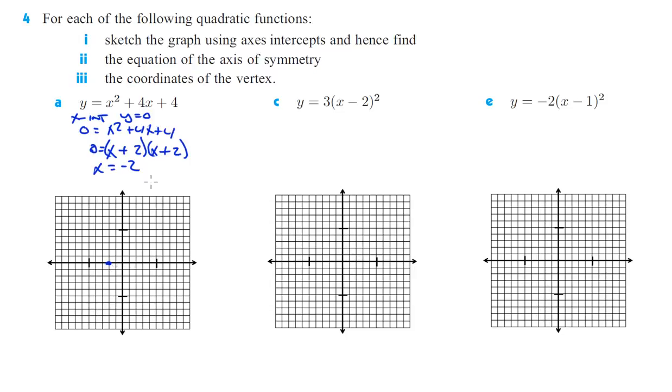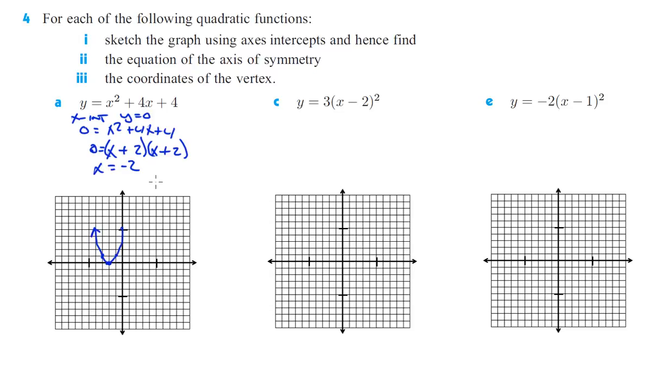And since it's a double, since it's x plus 2, since there's basically 2 there, that means it's going to bounce off of this. So it's either going to bounce and go back up here, or it's going to bounce and go back down like this here. It just depends on what this is. Since it's positive, it opens up. So we know that your graph's going to somewhat look like this.